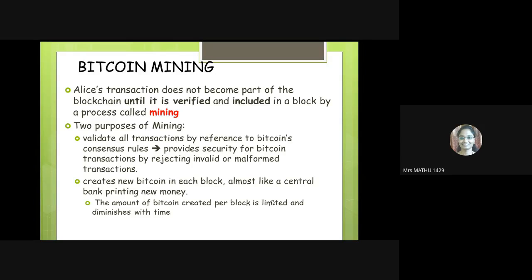And the second point is that it will create new Bitcoin in each block. Whenever a particular transaction is verified by the miner, the miner will be rewarded and given a new Bitcoin as a reward, so that a new Bitcoin is created. It's just like printing money by the central bank in a traditional currency. So this we have seen.